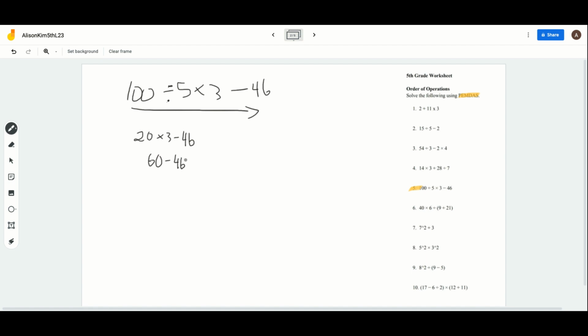Then 60 minus 46, since I can't do mental math, we're just going to write it out. 46, and then it's 10, and it's 4 down here, and it's 5, and it's 1. So your answer will be 14. And let's double check my answer. Yep, 14. So let's box that answer so you guys can see it. And remember the exception for PEMDAS, okay?